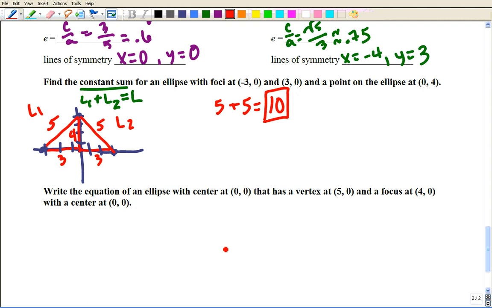Okay, and then this last problem, I would like for you to do it on your paper, and we will go over it together in class.